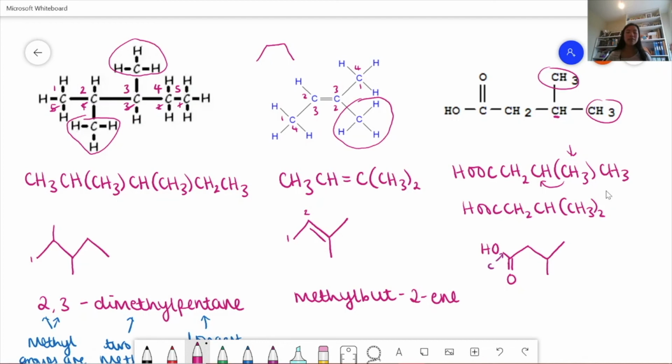And now we're going to look to naming it. So we've already identified that the longest chain is 4 carbons, so it's some kind of butanoic acid. And the thing about carboxylic acids is that we always give the carbon with the double bond O and the OH the number 1, because it's at the end. It's always at the end, so we give it the number 1. And so we label it like 1, 2, 3, 4 like this. And so the methyl group would be on the 3. So the name of this molecule would be 3-methylbutanoic acid.